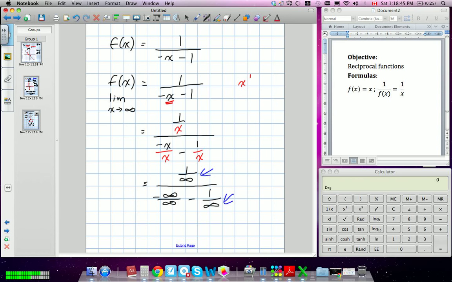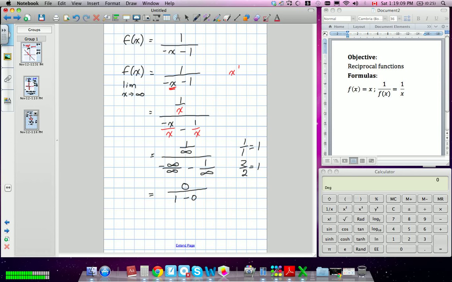Now infinity divided by infinity is the same idea as 1 divided by 1 or 2 divided by 2. What does it equal? 1. Same with infinity. It's an infinitely large number. So we have 1, subtract, again, 0. So now we have 0 over 1, which is equal to what? 0. This is our horizontal asymptote for this function.